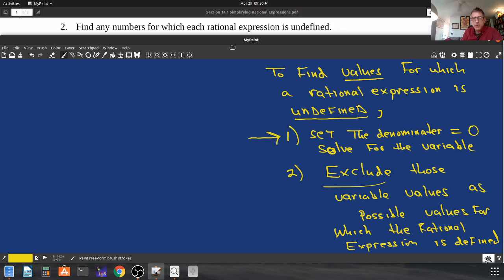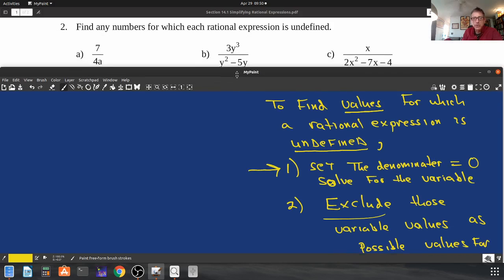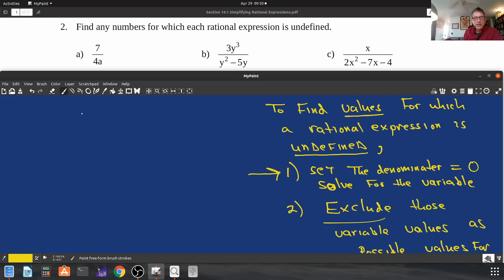And then once you find the variables, you exclude them. But all they want here is for you to find the variables. In other words, what are the solutions for number 1? So they're concentrated on step number 1, and clearly that's where all the work occurs. As soon as you find the variables for which the denominator is equal to 0, then you know that those have to be excluded. So 2a, we have 7 over the polynomial in the variable a.